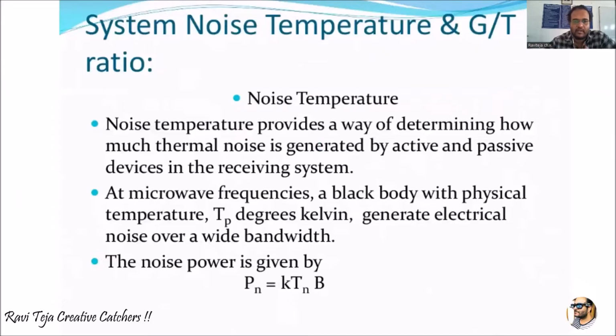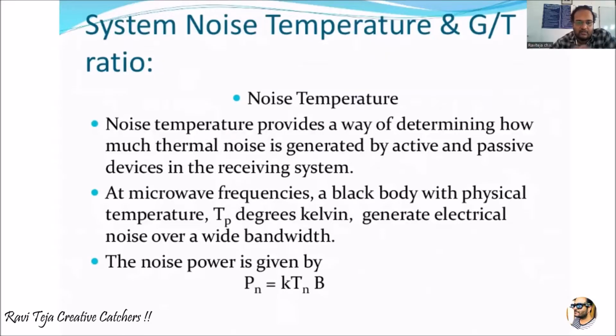In today's class, we are going to learn about system noise temperature as well as the G by T ratio. G by T, as we have already seen in the previous sessions, is gain by temperature. Coming to the system noise temperature, the noise temperature provides a way of determining how much thermal noise is generated by active and passive devices in the receiving system.